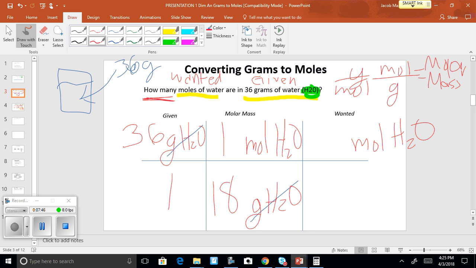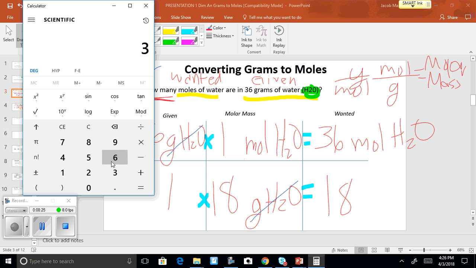Okay, so now that I filled in my numbers, all I've got to do is multiply across the top. 36 times 1 is 36. Multiply across the bottom. 1 times 18 is 18. Notice once again that on the top, the units that I have are moles of H2O. The units on the bottom, I don't have any units. On the bottom, this 18 doesn't have any units. And then I just divide those two numbers. So what's 36 divided by 18? 36 divided by 18, and I get 2.